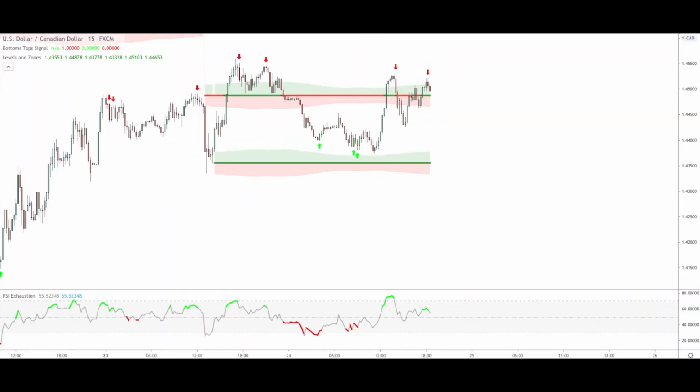So today I'm looking at US dollar, Canadian dollar on the 15 minutes time frame.